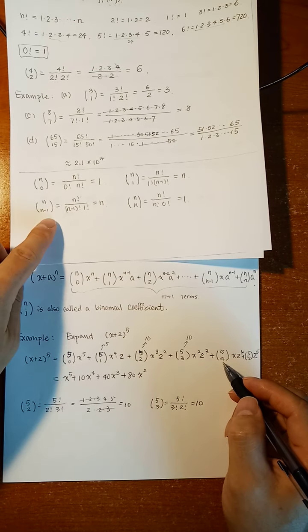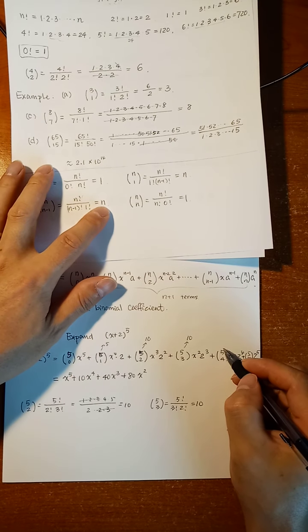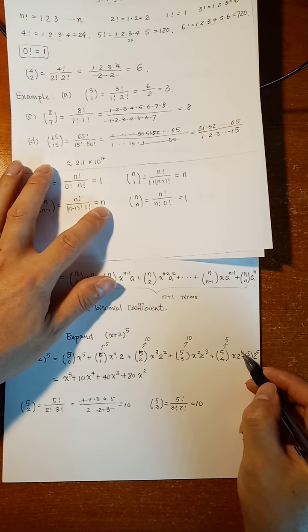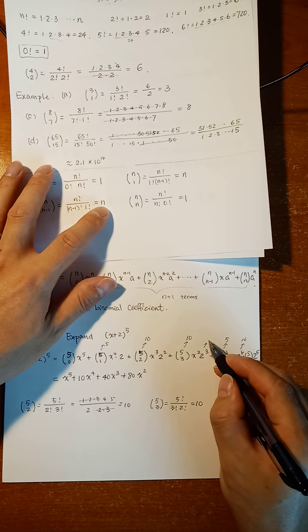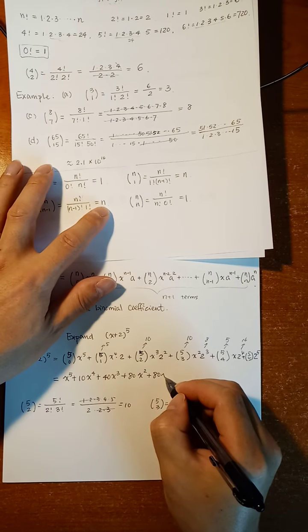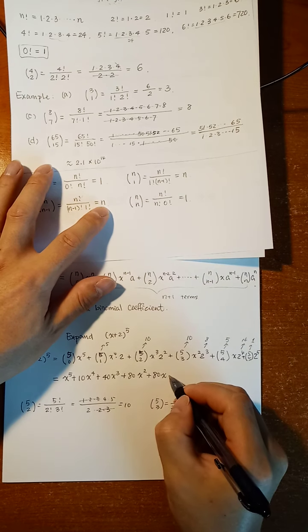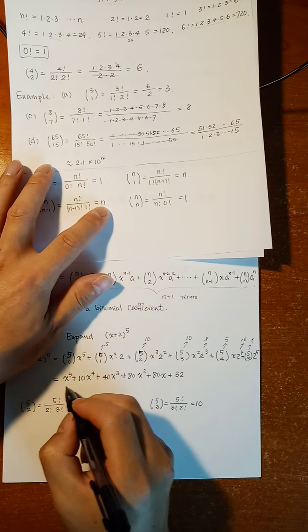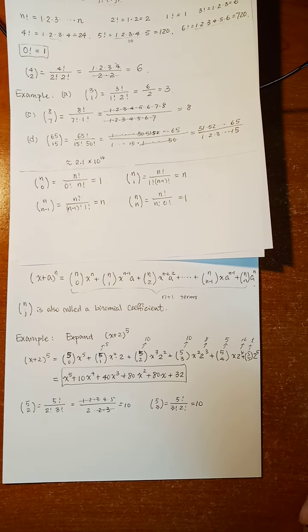5 choose 4 comes from n choose n minus 1. n minus 1 is 4, so this is 5. 2 to the 4th power is 16. 16 times 5 is 80 also, so 80x. 5 choose 5 is 1. 2 to the 5th power is 32. So you see here, even with a small number and small power, it's still very complex. It's not that easy.